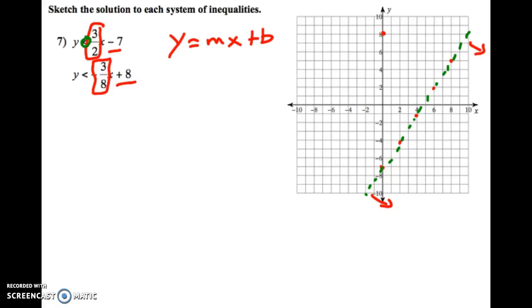Once again, the inequality does not have an equal to with it, so it's going to be a dashed line. So we're going to have a dashed line or dotted line going through our 2 points to make our line.